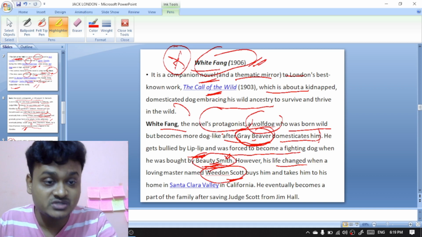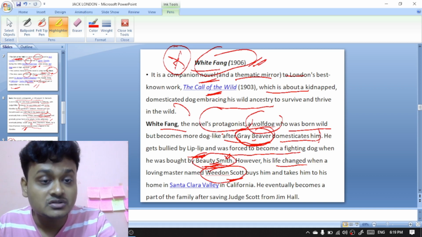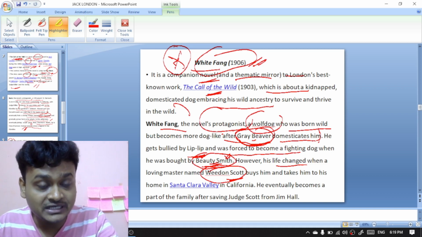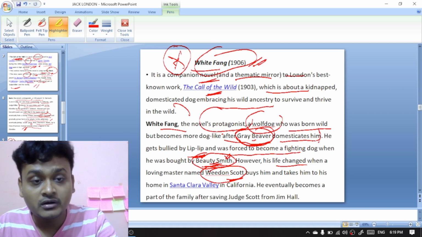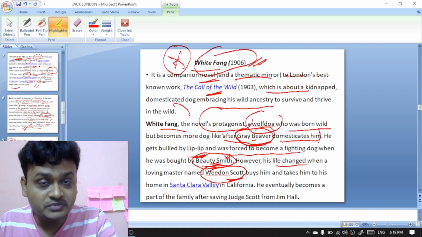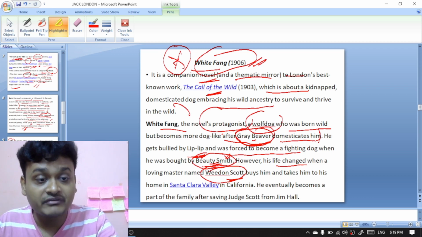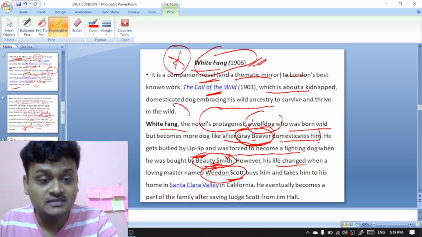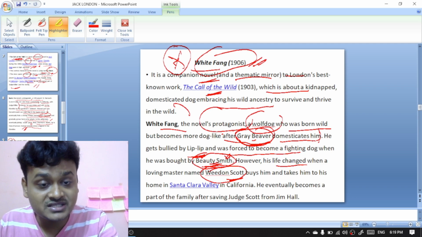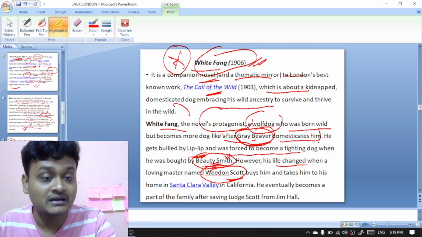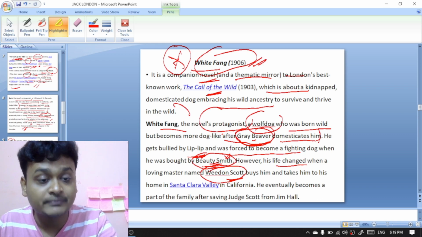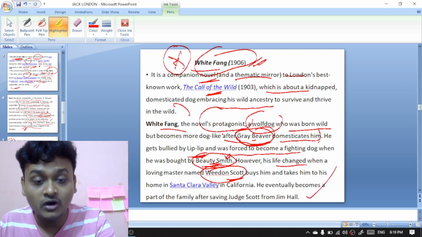One is Grey Weaver, another is Beauty Smith, and Whedon Scott. Grey Weaver was a domesticated master, neither cruel nor kind, and Beauty Smith was very cruel, whereas Whedon Scott was a loving master. He buys White Fang and takes him to his home in Santa Clara Valley in California, and White Fang eventually becomes a part of the family after saving Judge Scott from Jim Hall.